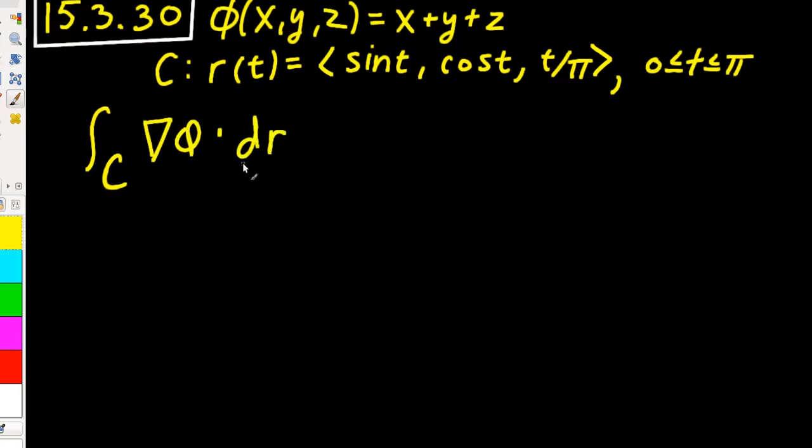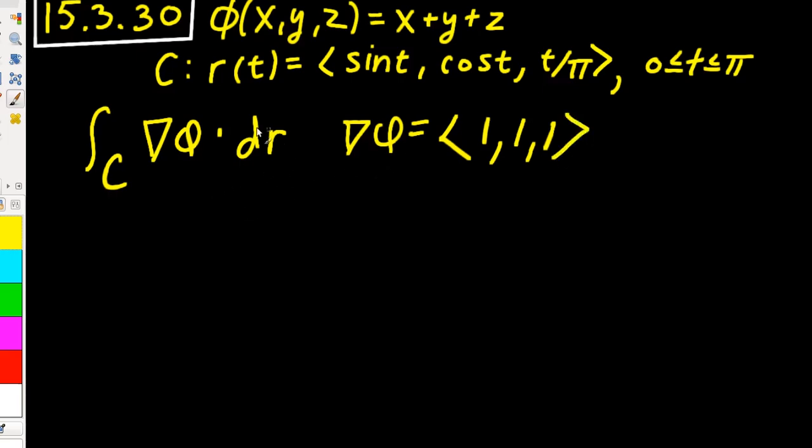in two ways. We're going to use this parametric description of the curve and evaluate this integral directly, and the second method is going to be using the fundamental theorem for line integrals. So first of all, let's compute the gradient, taking partial derivatives of this function. With respect to x, we get 1. The partial derivative with respect to y, we get 1 as well. And finally, this partial derivative with respect to z is just 1.